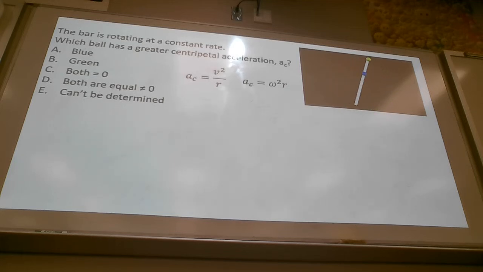Doesn't green have a higher both? No, they're the same. Well, green has, I was looking at v squared. Green has a bigger acceleration. It has the same velocity as the blue. Yeah, so I think it's.